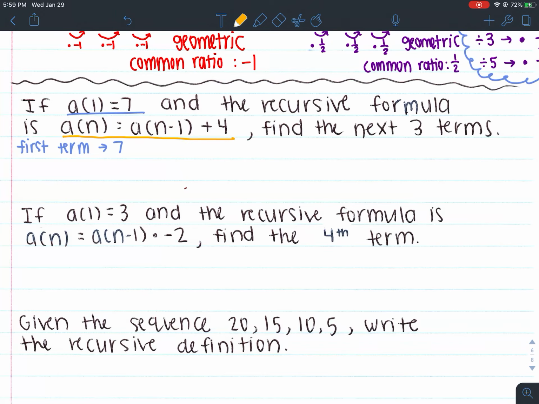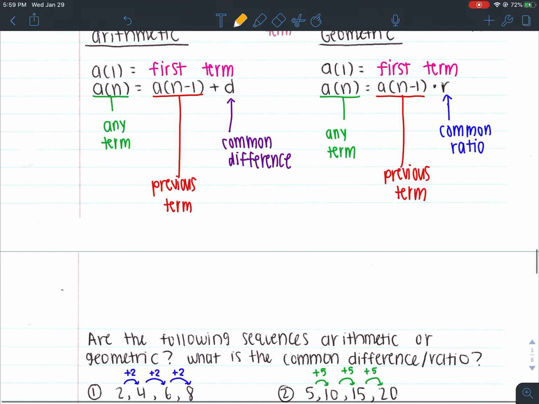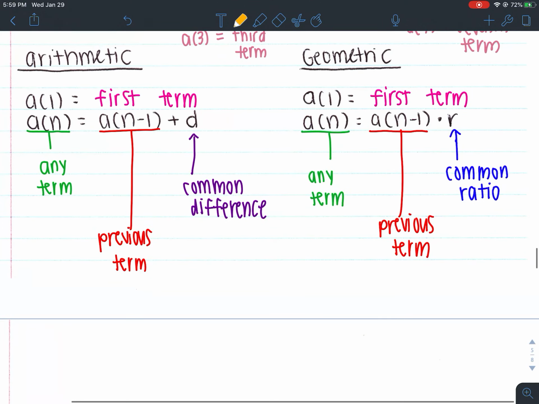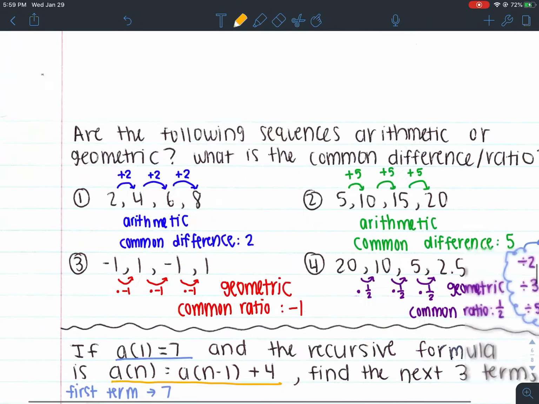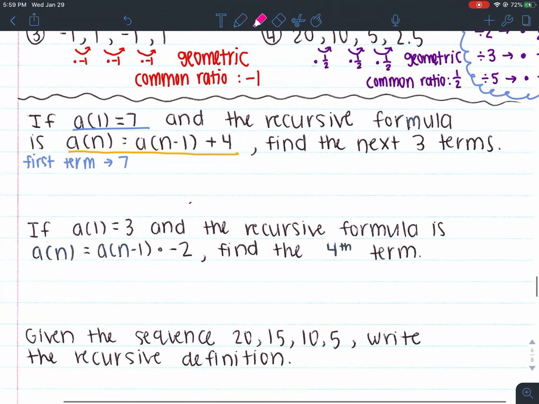Now, I said that all of the formulas look exactly the same. The only difference is that very back part, right? So if I look at both of these formulas, they're exactly the same, and they're always going to look like that except for this very, very last part back here. So it's telling us plus 4. That tells us what's happening from term to term. So I know that I'm going to be adding 4.